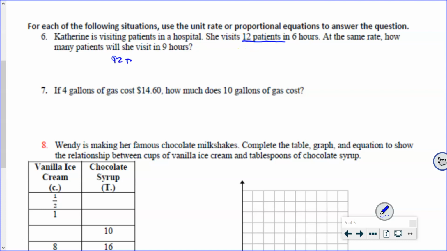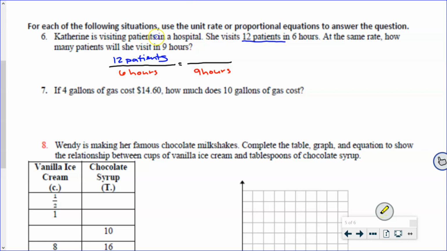12 patients, 6 hours, and the question is asking how many patients in 9 hours. How does a 6 change to a 9 through multiplication? Does anybody know how a 6 changes to a 9 through multiplication? Not easy to figure out, right? But that's the beauty of this, is we don't actually have to know.